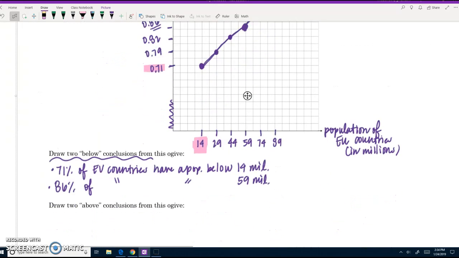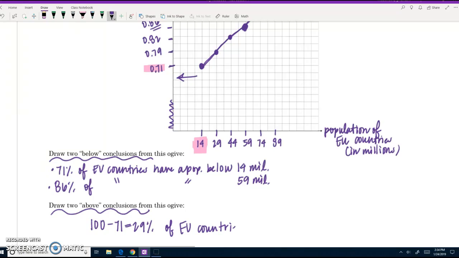I can also reverse the process, so I can draw above conclusions, so information about percentages above a specific value. So for example, if 71% are below 14 million, what that has to mean is 100 minus 71 is 29%. So 29% of EU countries, instead of having a population below 14 million, have a population above 14 million. And so you can do that with any data point here.